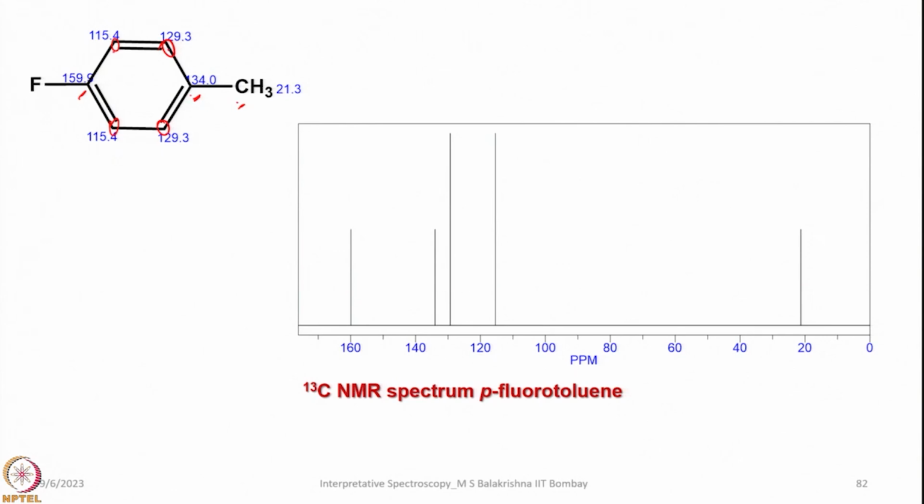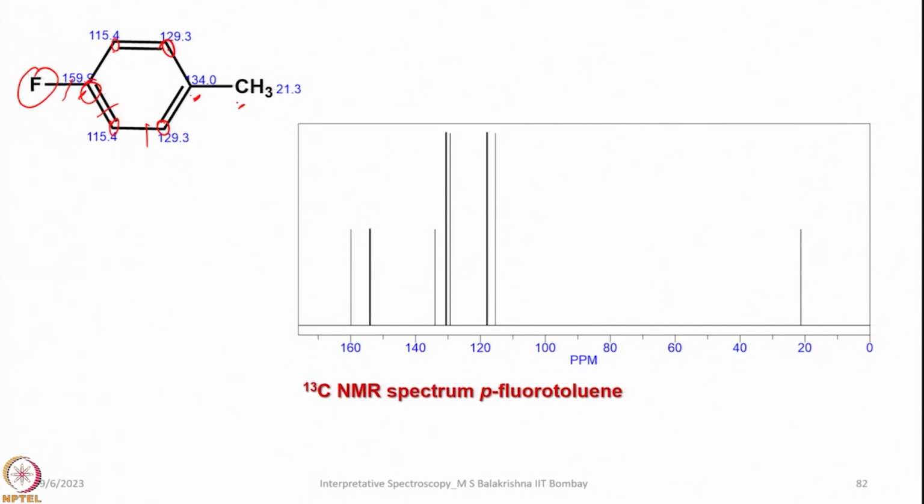It is a simple spectrum, but fluorine is also there. It is likely that fluorine can couple strongly with this carbon atom here and this carbon atom here, and it can weakly couple with these 2 as well, but here it may not show any coupling because it is a 1, 2, 3 bond coupling. Let me see how it looks.